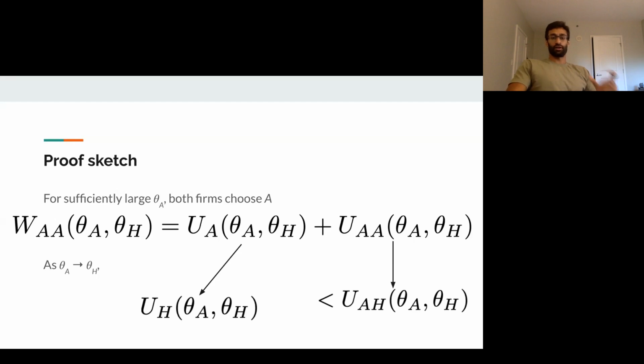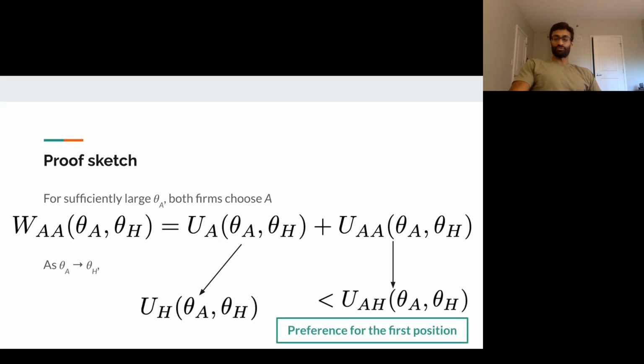So we have these two terms, and we know that as we drop the accuracy of the algorithm, the first term is going to converge to the use of H, and the second term is going to drop below use of AH, or the value of using the human after someone has already used the algorithm. Again, this comes from the property of ranking models that there's a preference for the first position.